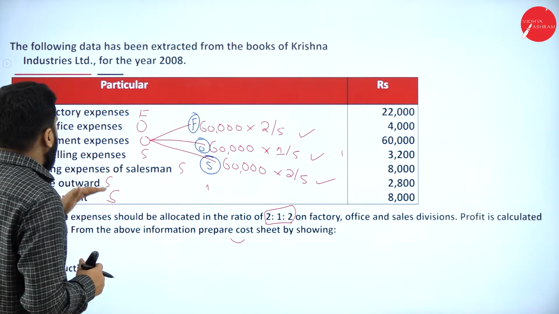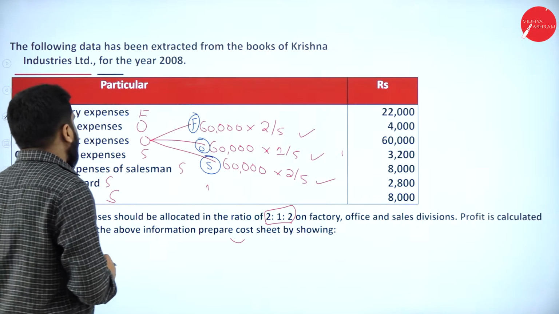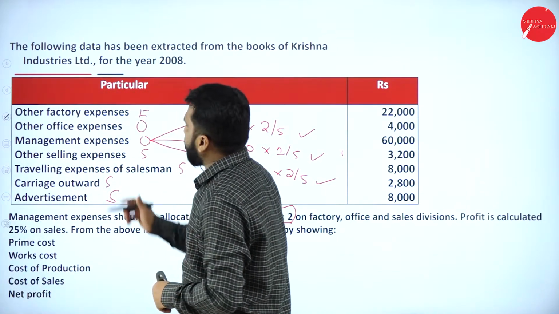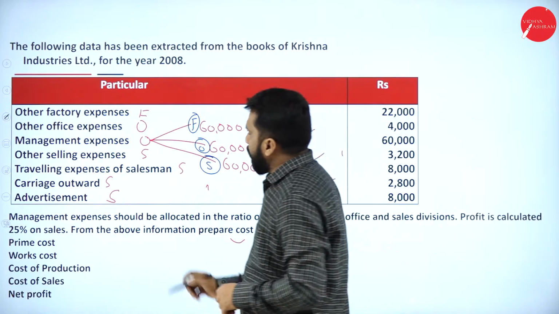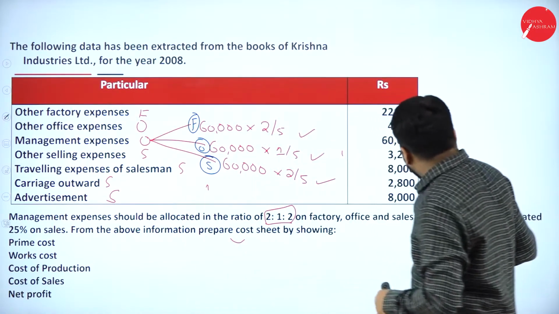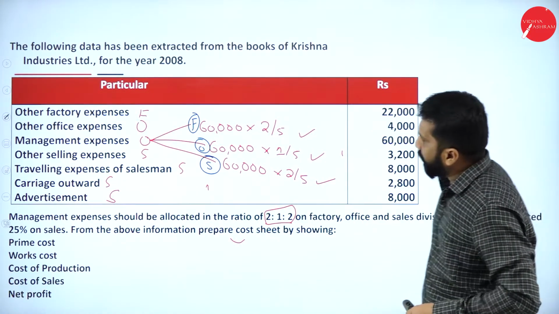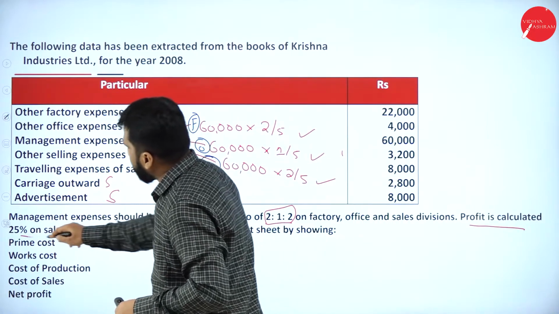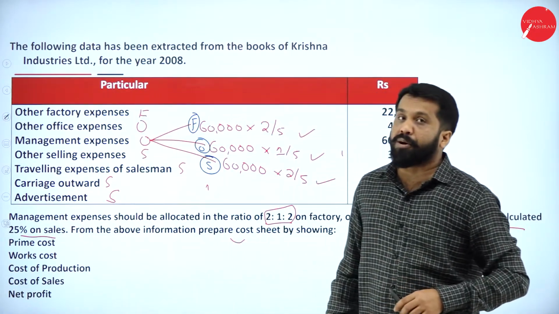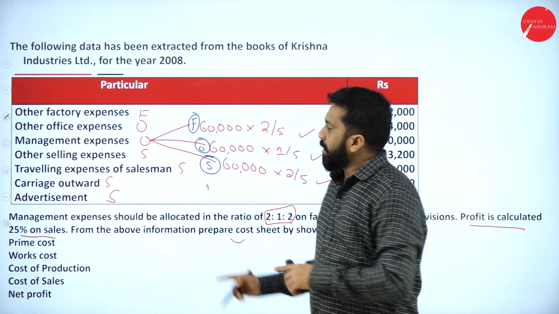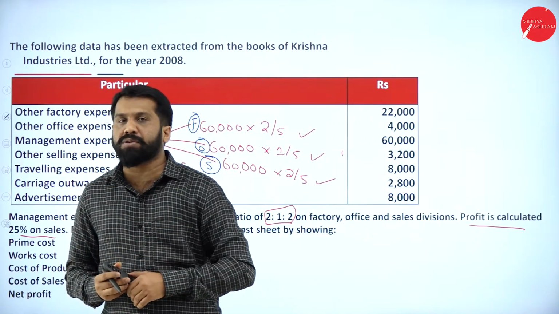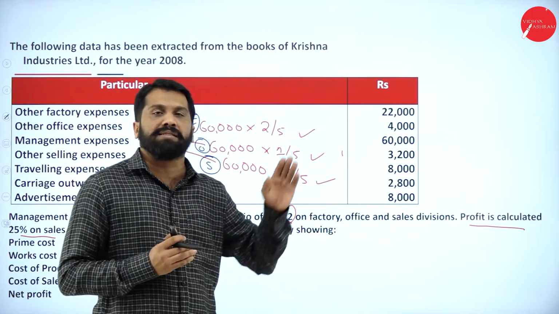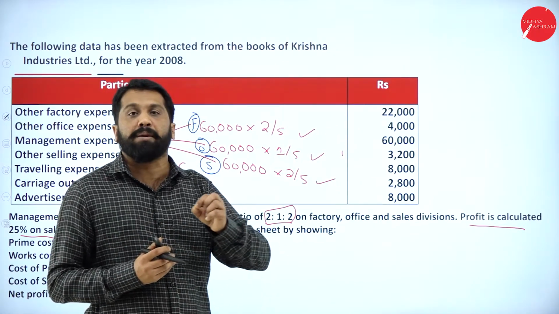Now, we have done with all this, like other expenses, other selling expenses. So we are done with this. Now, as per this, profit is calculated at 25% on sales. Profit they have not given. In the previous session, what we used to do: sales will be given, and sales minus your cost is your profit.